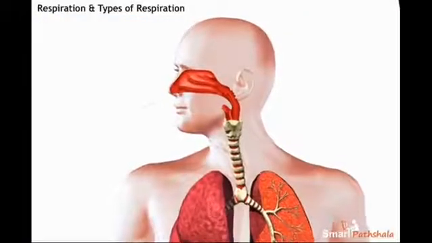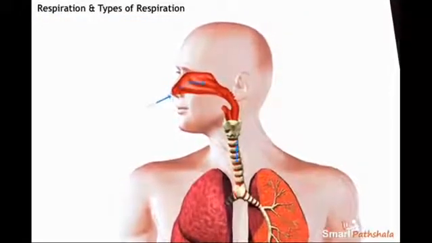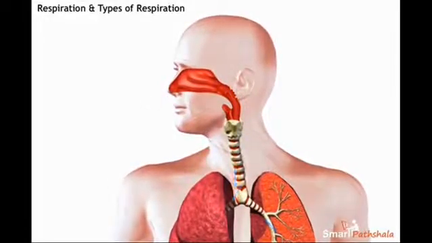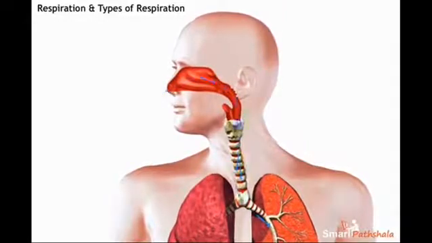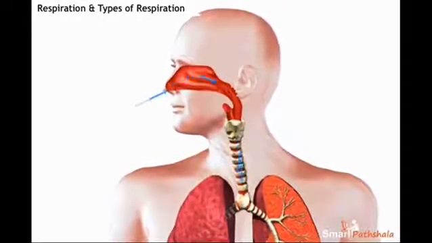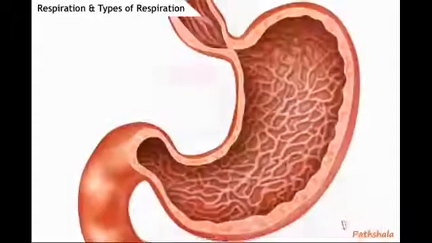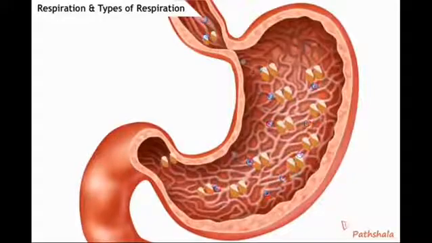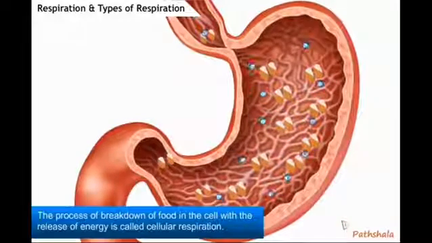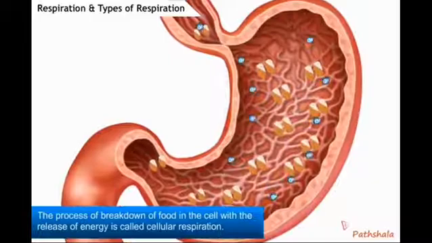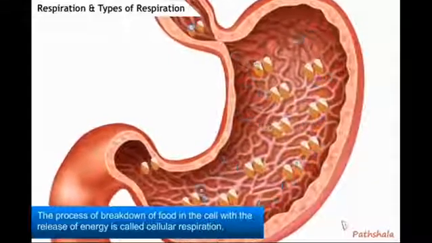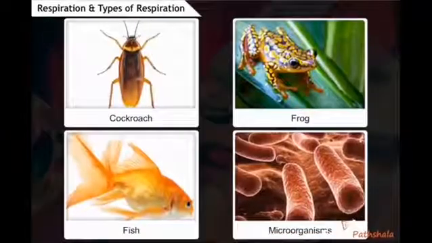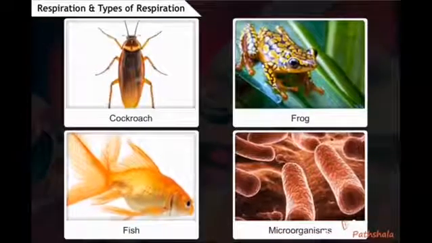Respiration is divided into three steps. Breathing of air is the first step in respiration. We take in oxygen during breathing. Transportation of oxygen to various organs is the second step. The third step is the breakdown of food by oxygen to release energy. The process of breakdown of food in the cell with the release of energy is called cellular respiration. Cellular respiration takes place in the cells of all organisms.